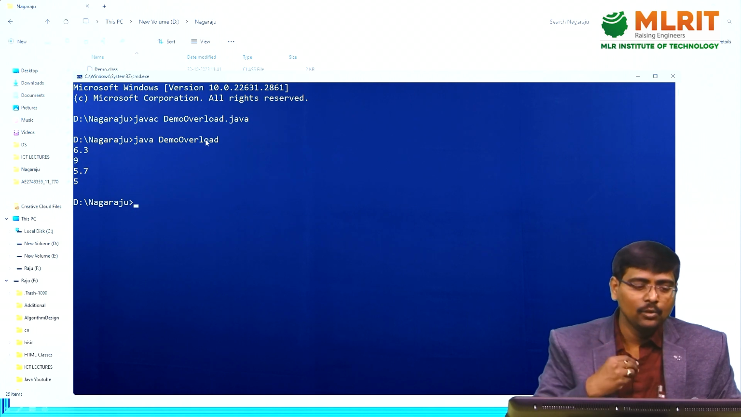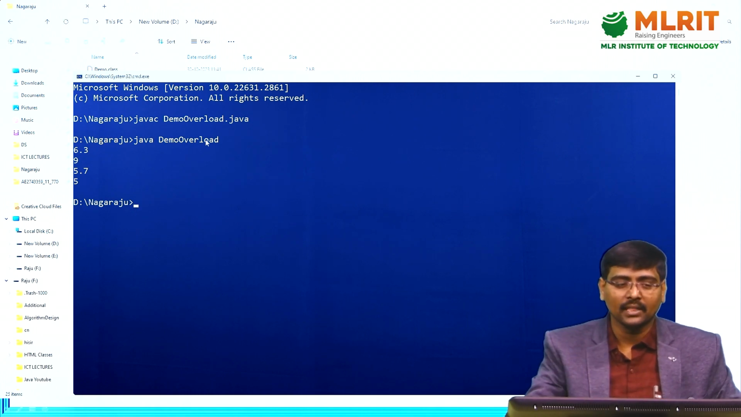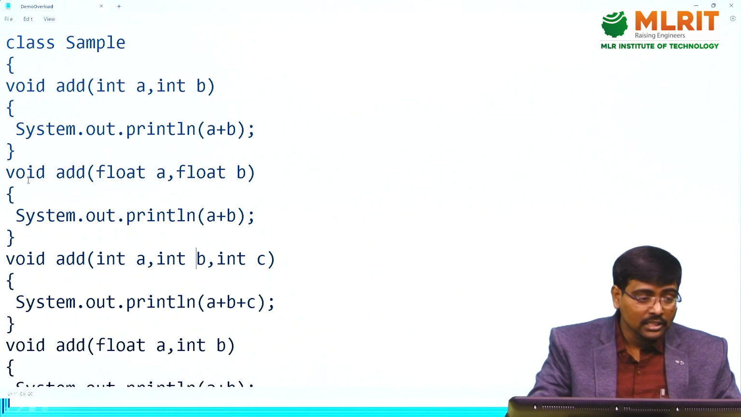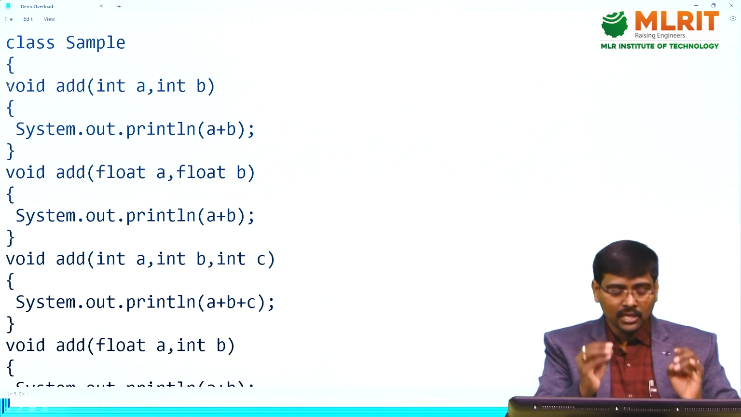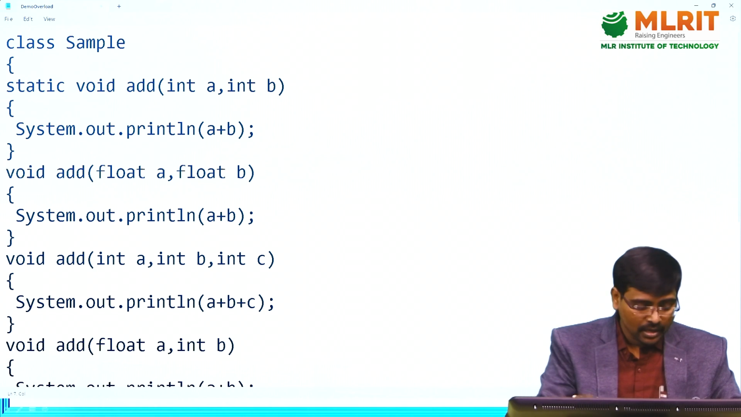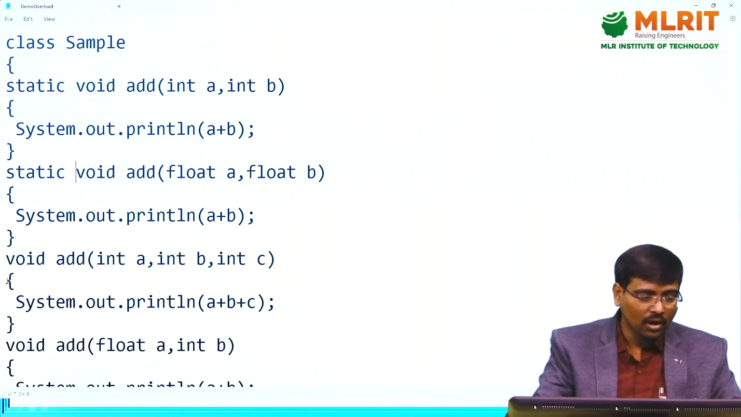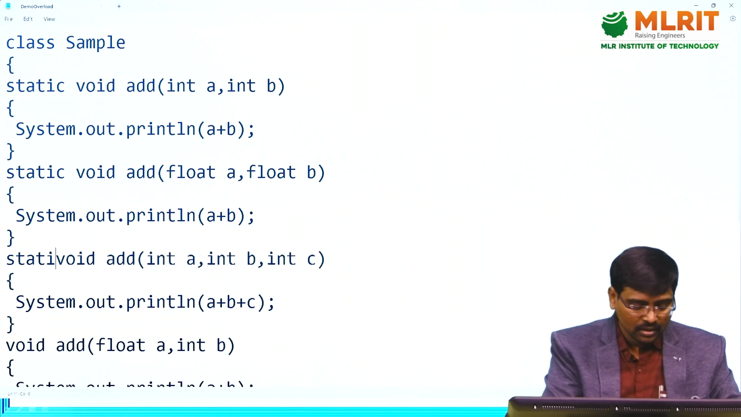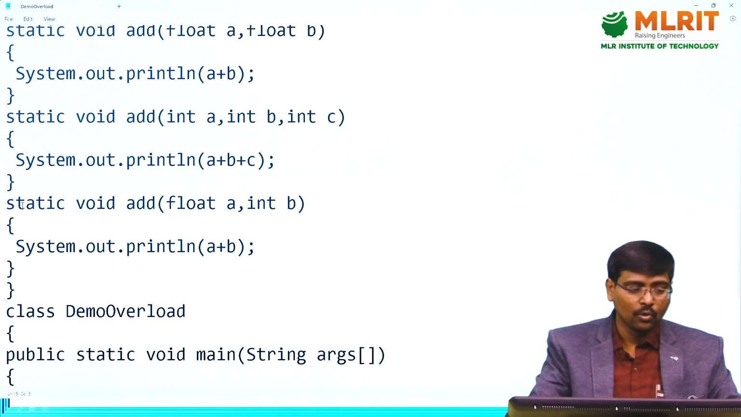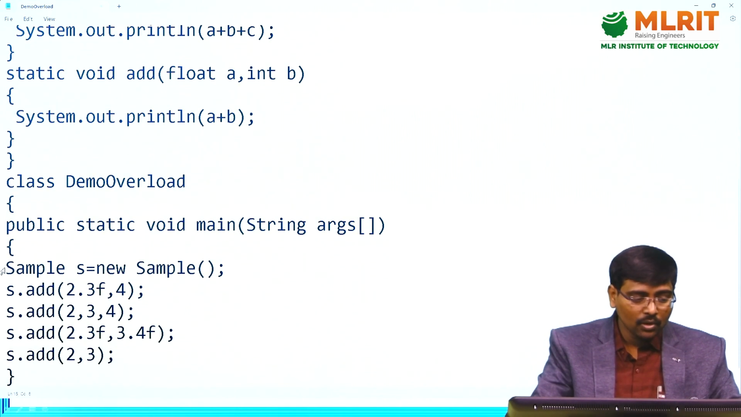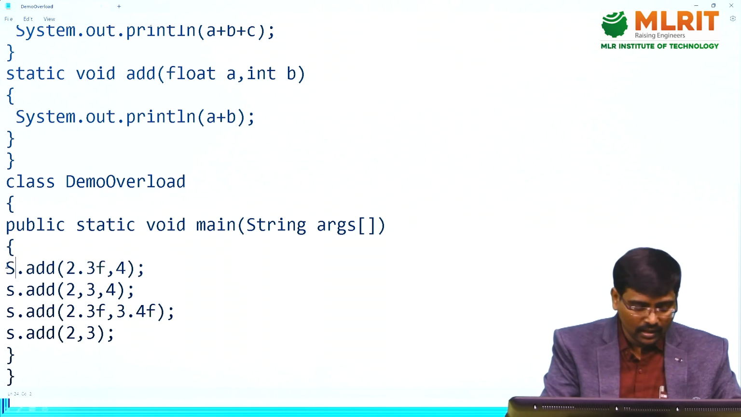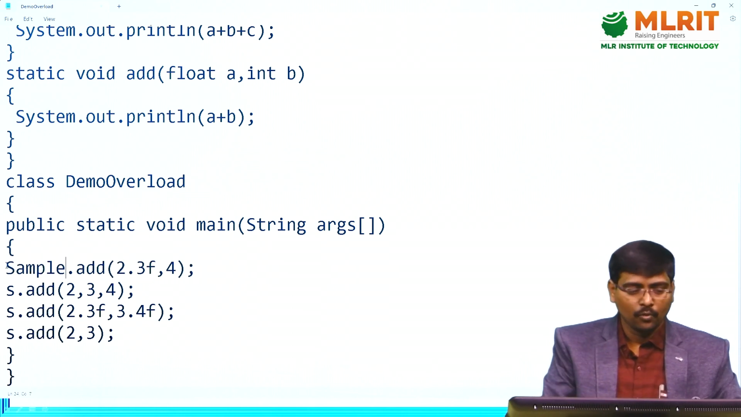According to the values I passed, the corresponding add method is executed. This is called overloading. Here, specifically, this is called instance method overloading. Before the method, if I use a static keyword, then that is called static method overloading. At the time of static method overloading, the static method needs no object, so we can directly call the method by using the class name.